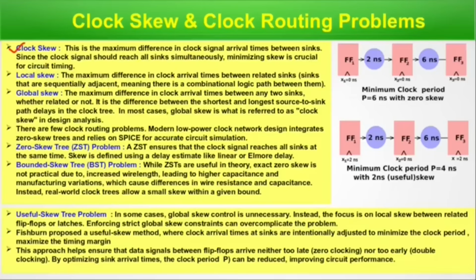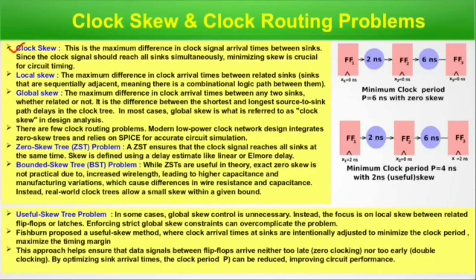Local skew. The maximum difference in clock arrival times between related sinks that are sequentially adjacent, meaning there is a combinational logic path between them. Usually there is a clock, there is a sequential block, and then some combinational blocks, so it takes some time to travel. So local skew is the maximum difference in clock arrival times between related sinks, that is, sinks that are sequentially adjacent, meaning there is a combinational logic path between them.